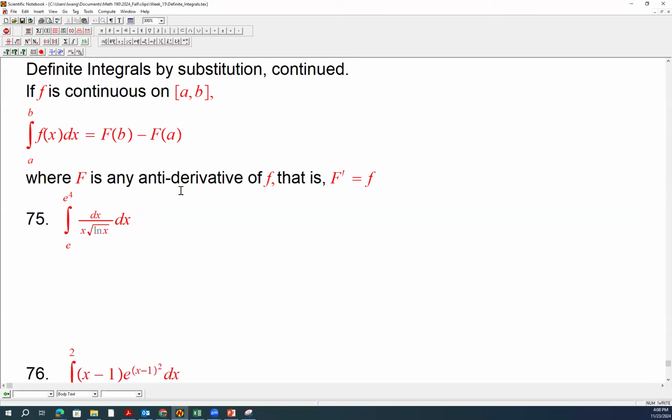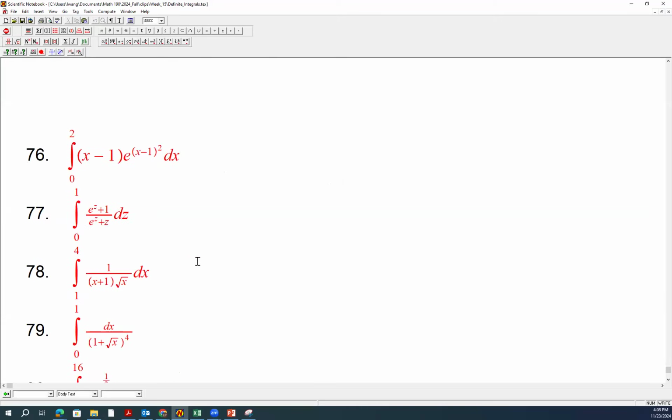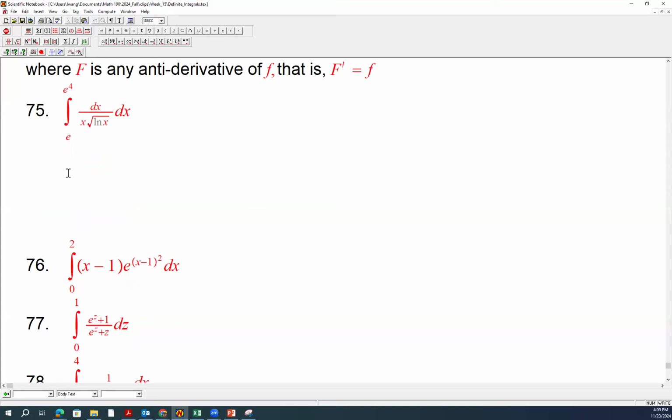So let's continue. We have 5 more questions to work with. On this question, we're going to do substitution. Feel free to pause and do your own. Come back to compare with answers, or you can just do your own without coming back to check your answers.